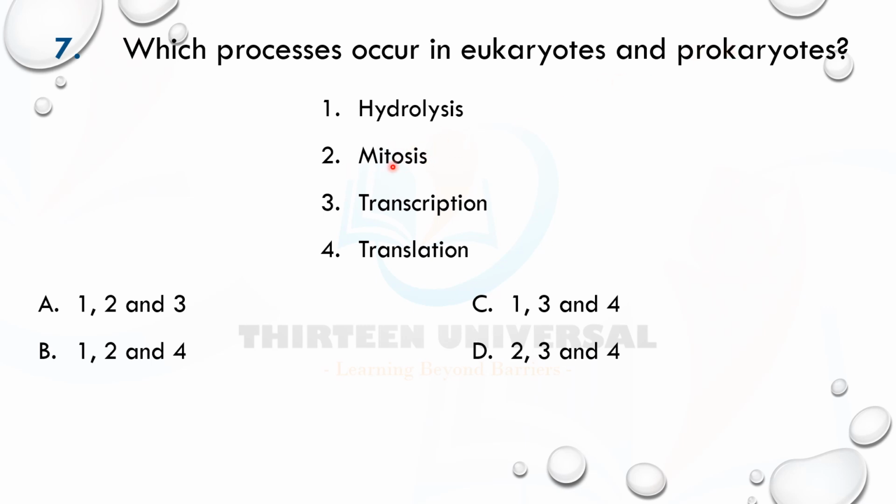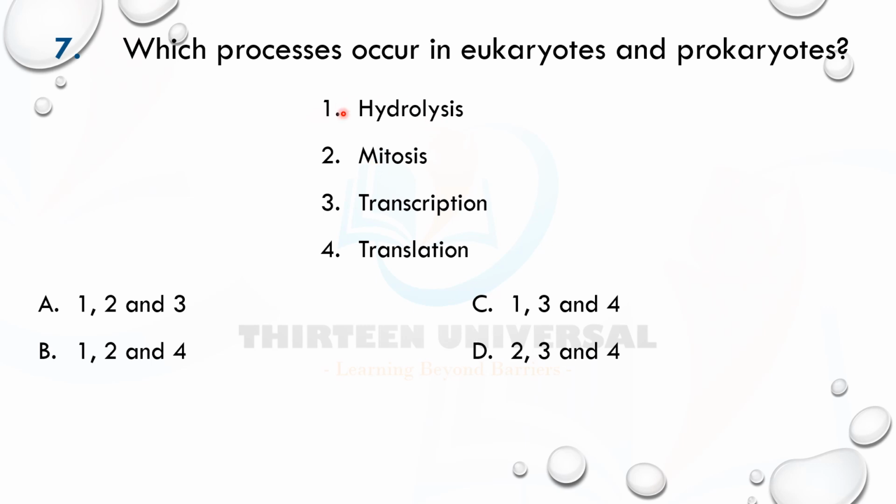Because mitosis involves separation of chromosomes. Chromosomes are not in prokaryotes. Chromosomes include DNA and histone protein. The genetic material of prokaryotes is actually only DNA. They don't have histone protein, for most of them. So mitosis does not occur there.